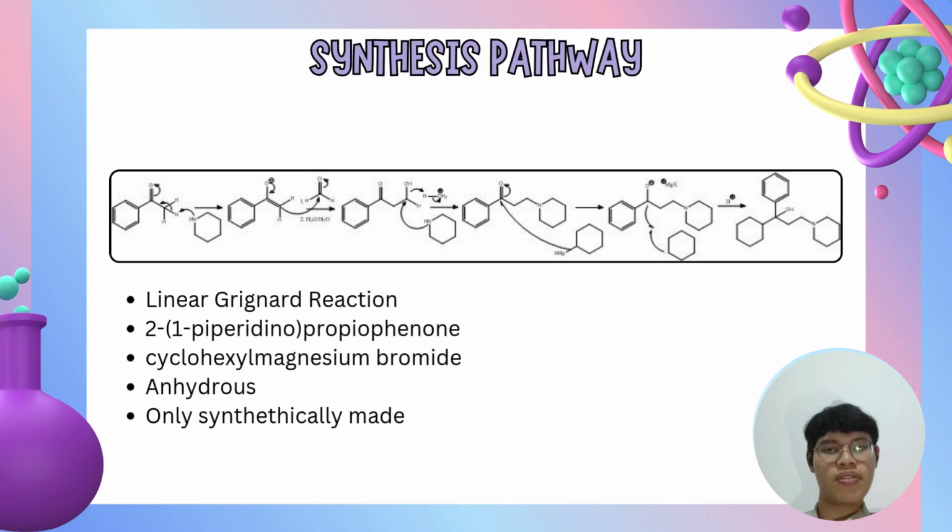Next, I'd like to talk about the synthesis pathway of Benzhexol. It should be mentioned that Benzhexol does not occur naturally. It cannot be found out in nature, and it does not exist in other living beings. It can only be made synthetically by people in laboratories. The synthesis pathway shown here is the linear Grignard reaction, using 2,1-piperidinol propiophenol combined with cyclohexyl magnesium bromide in an anhydrous environment.